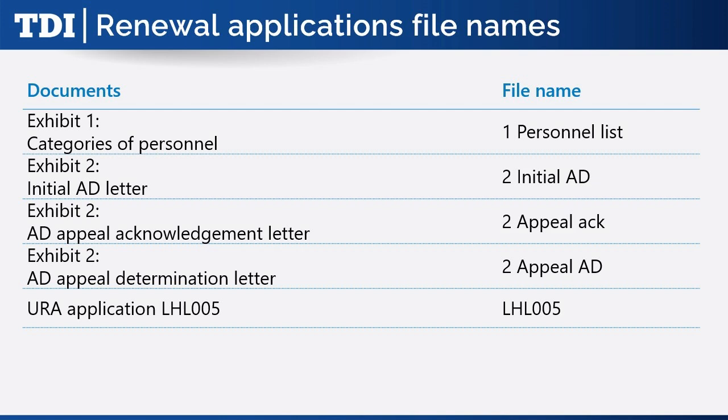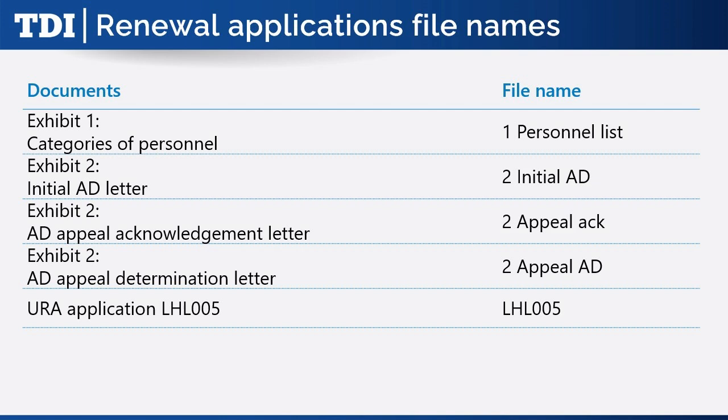For example, if deficiencies are found within the personnel list in Exhibit 1 and the initial AD letter within Exhibit 2, your TDI analyst will alert you of those deficiencies via email communication and ask you to correct and resubmit those specific exhibits. You would then need to make the requested corrections to each exhibit and resubmit them via email to your analyst, ensuring that each exhibit is a separate file named according to the naming convention for that file.